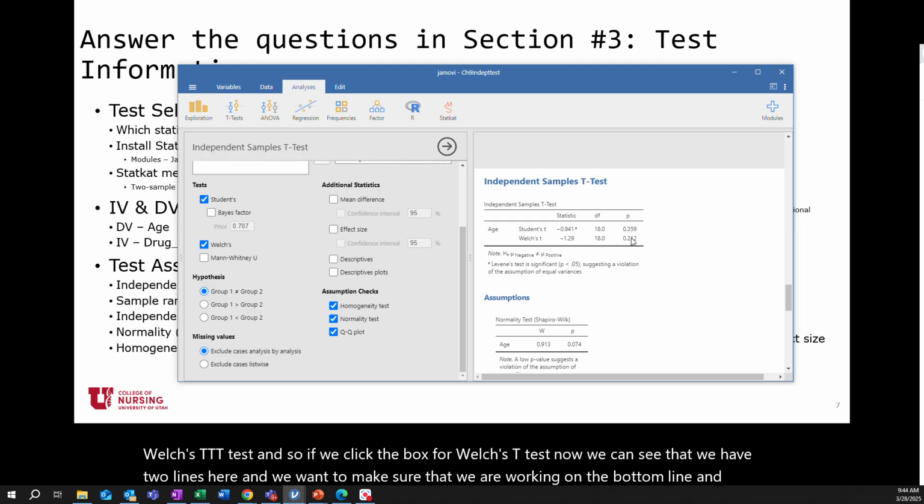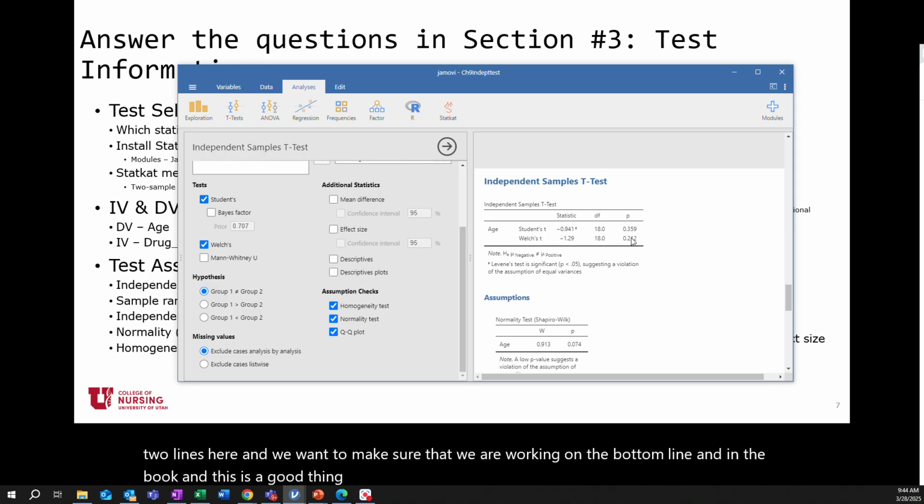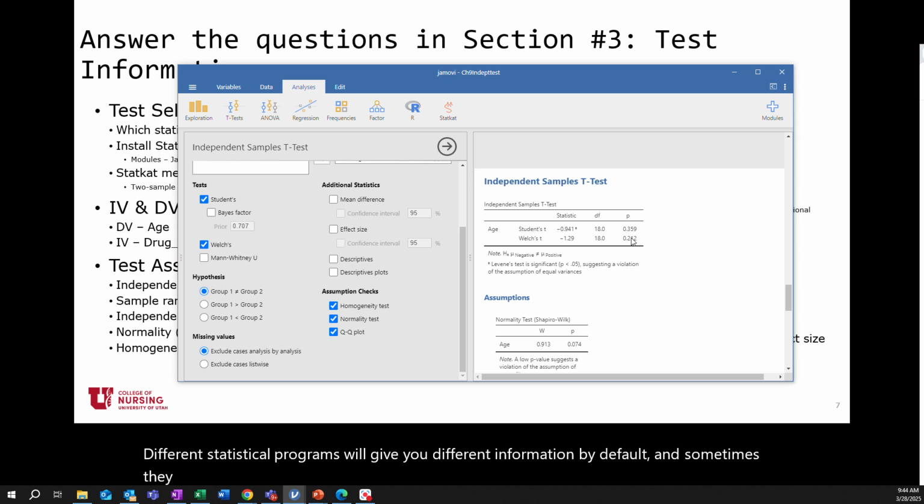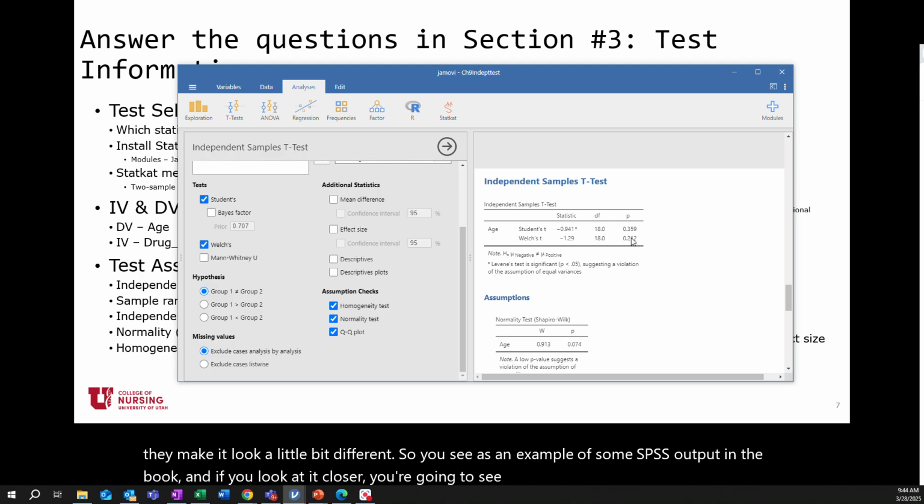And in the book, and this is a good thing for you guys to understand, different statistical programs will give you different information by default, and sometimes they make it look a little bit different. So you see, as an example, some SPSS output in the book, and if you look at it closer, you're going to see the information is the same.